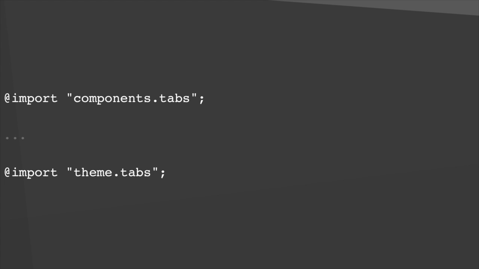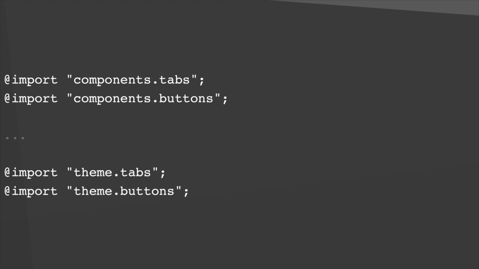And then any number of lines of Sass later, we import a corresponding theme file for the tabs. We can take this as far as we want. We could have components.tabs, components.buttons, and then a corresponding theme file for each. The ellipsis just means an arbitrary amount of Sass later. This could be 10 imports later, it could be 110. And yeah, dead simple, right?